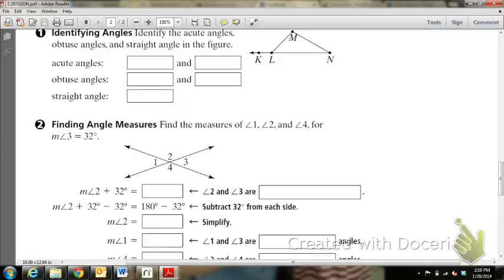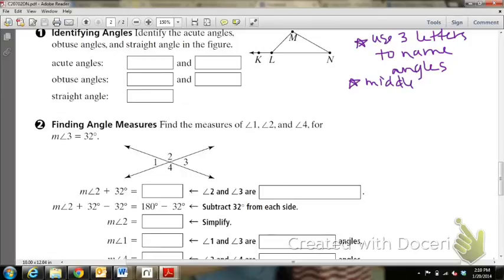Okay. Now, we're going to name angles. This is going to get tricky. We're going to use 3 letters to name angles. And the middle letter is where the angle forms, or the vertex. That's an F.